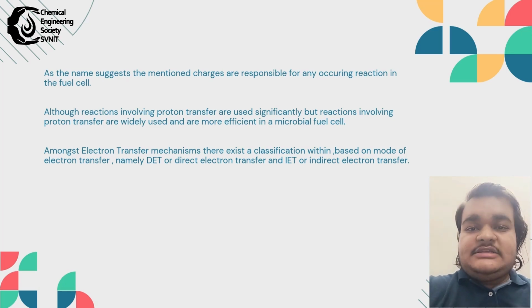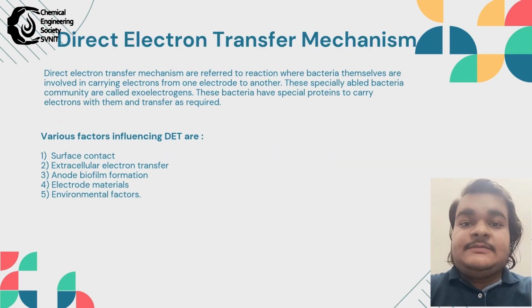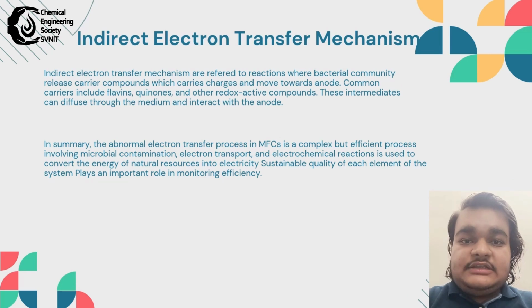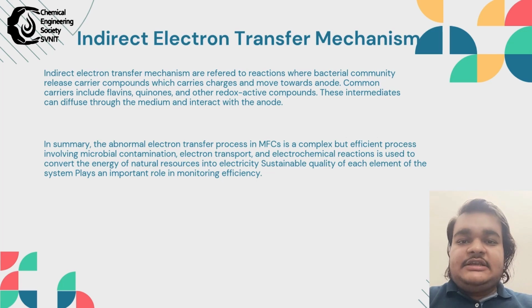The direct electron transfer mechanism refers to a process where the bacterial community themselves carry the electrons or charges from one electrode to another electrode in order to generate current. Talking about the direct electron transfer mechanism, there are certain types of specially able bacteria containing different kinds of protein chains to carry electrons with them. These types of bacteria are generally known as exoelectrogens, and they carry charges from one electrode to another following this mechanism. Similarly, in the indirect electron transfer mechanism, there is another type of specially able bacterial community which releases compounds to carry electrons from cathode to anode. These types of compounds are generally flavins or quinones.